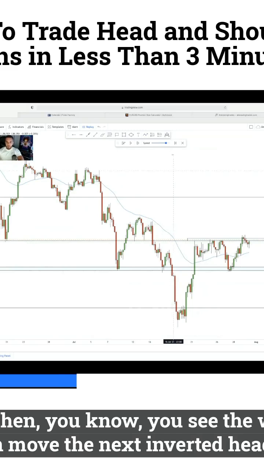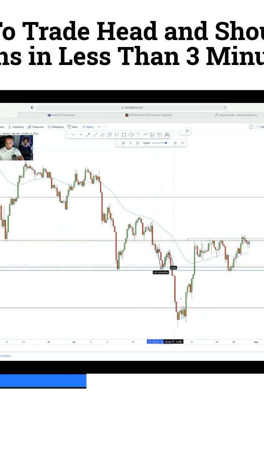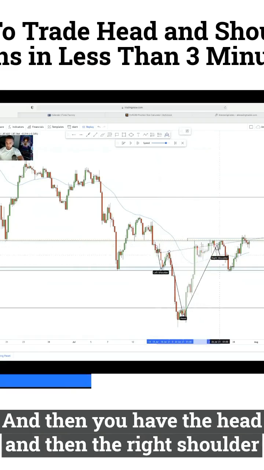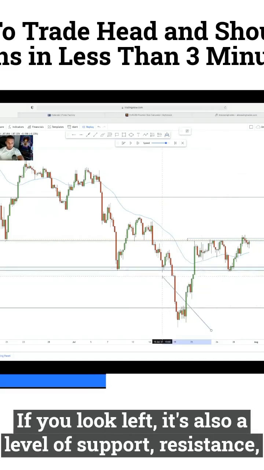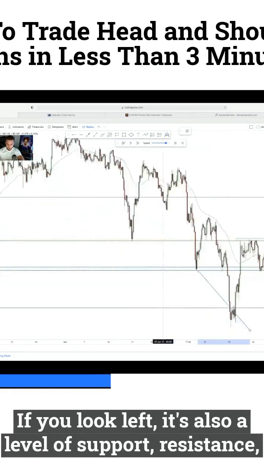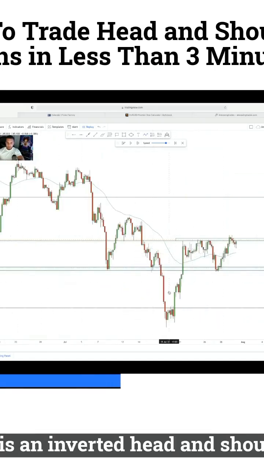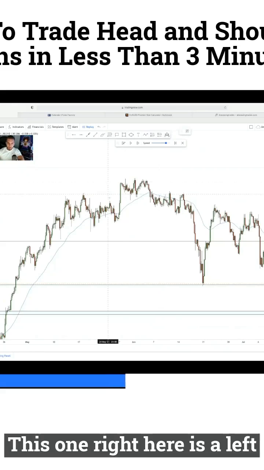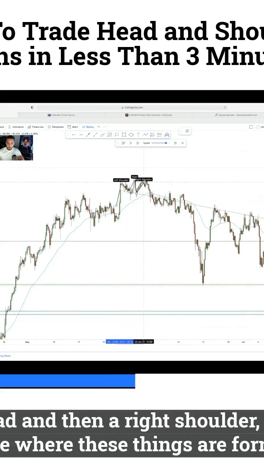The next, inverted head and shoulders is literally right here. Notice how it's the left shoulder, and then you have the head and then the right shoulder. Notice how the left shoulder lines up perfectly with the right shoulder. If you look left, it's also a level of support, resistance, resistance, resistance. This is an inverted head and shoulders. This one right here is a left shoulder, head, and then a right shoulder.